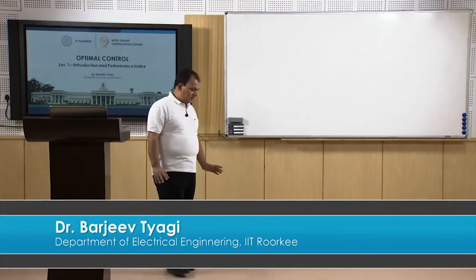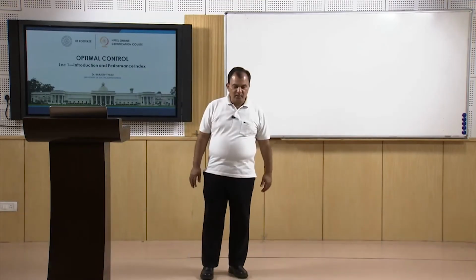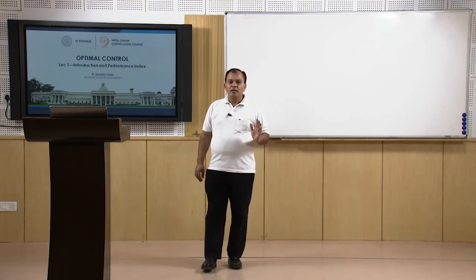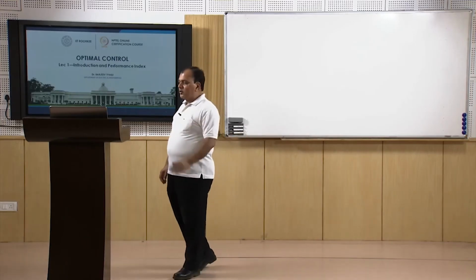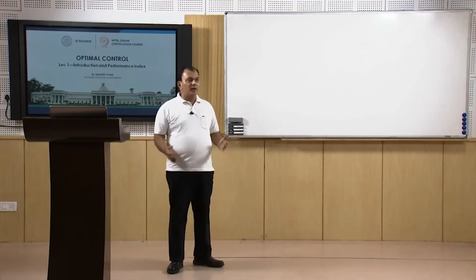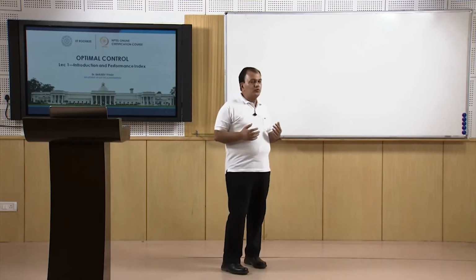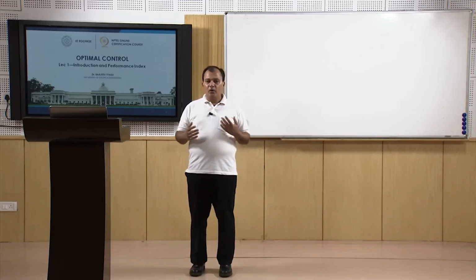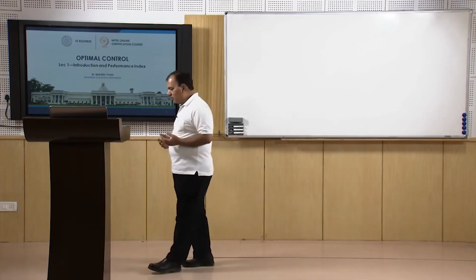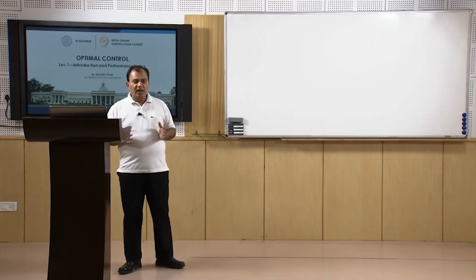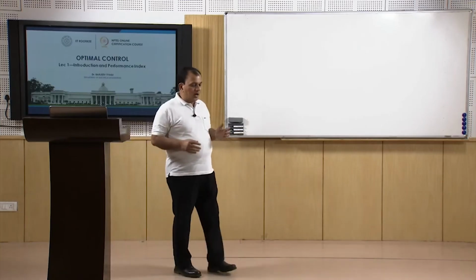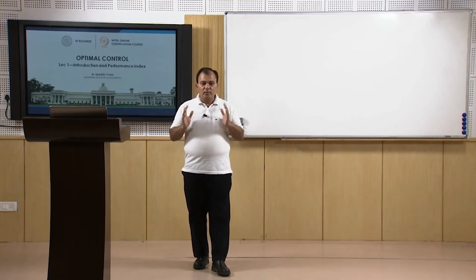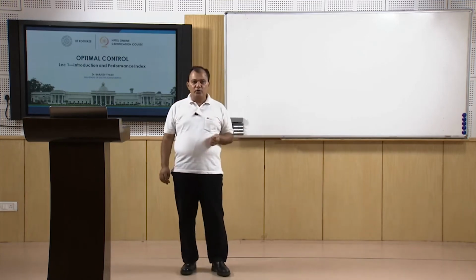So, we are starting this course from this lecture, and the complete course will have 40 lectures. Optimal control is basically an optimization approach used to develop the control, and how we develop this optimal control for a given system, that we will study in this course. How we use the optimization process to get the control, that we will study in this course.